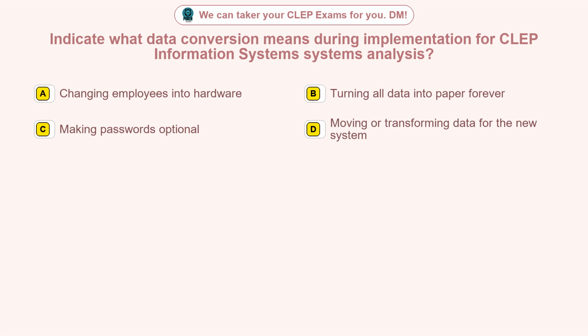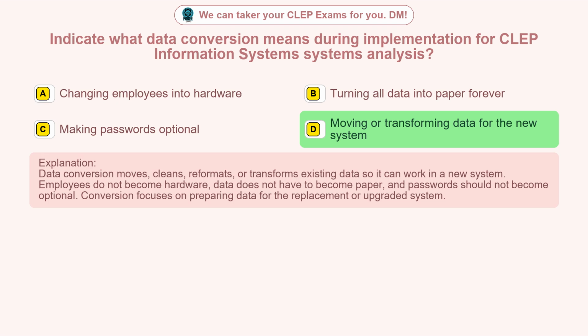Question 75. Indicate what data conversion means during implementation for CLEP Information Systems analysis? Option A, changing employees into hardware. Option B, turning all data into paper forever. Option C, making passwords optional. Option D, moving or transforming data for the new system. The correct answer is option D, moving or transforming data for the new system.